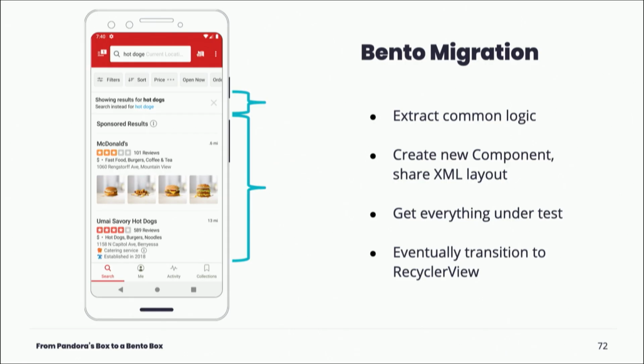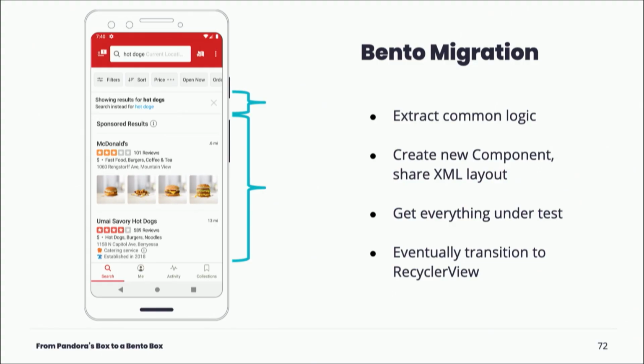And so there's kind of a process to doing this. The process that we followed was, first step was to extract common logic that we think we would need to use for the new Bento component, and make sure that we were still using that logic in our legacy code too. So we extract this common logic to some kind of helper class, and then we would try and get that logic under test. And it's amazing how many bugs you'll find when you actually finally get legacy code running under some unit tests.